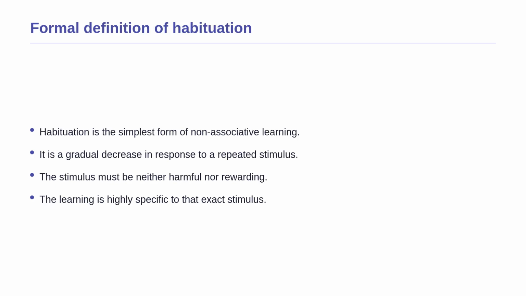Now that we understand the basic idea, let us look at how scientists formally define this behavior. In the scientific study of animal behavior, habituation is defined as the simplest form of non-associative learning. It occurs when an animal gradually decreases or completely stops responding to a repeated stimulus. The key here is that this stimulus has proven to be neither harmful nor rewarding to the animal. It is just background noise.